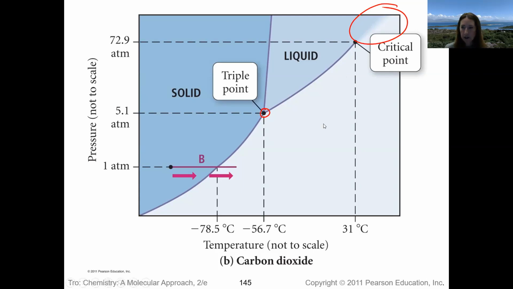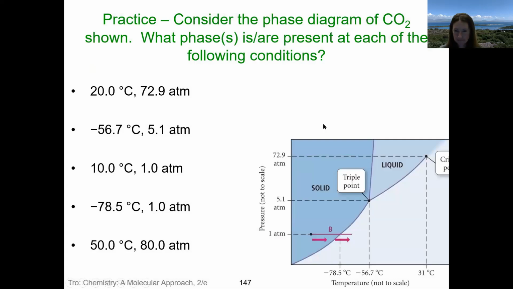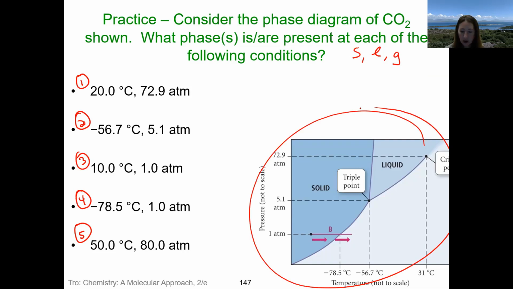All right, you ready to practice this? So last thing we're going to practice. So here is the phase diagram for CO2. What phase is present at each of these conditions? So your answer is either solid, liquid, or gas, or it could be 2. And so here's 1, 2, 3, 4, 5. So I'm going to give you just a minute to practice this and figure out which phase. So you're going to use this to figure out which phase it is at. I'm going to give you a couple minutes to practice this, and then we're going to go over it together.